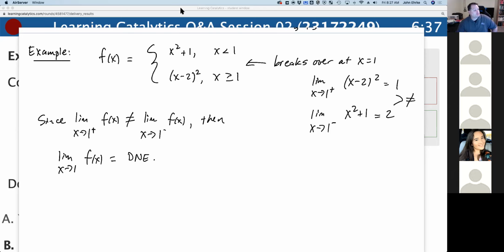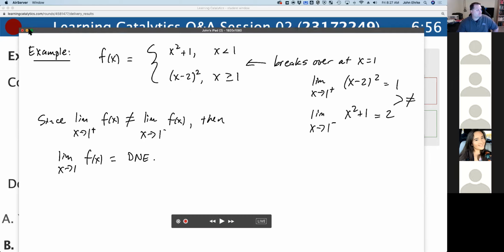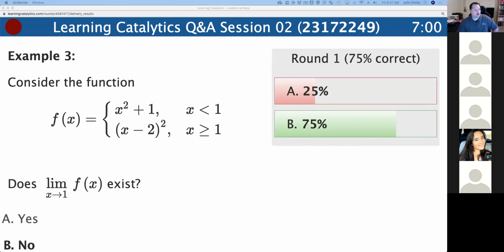So you should always be wary of any place where you switch functions in a piecewise defined function when asking about the limit existing. The only way that the limit can exist is if the function value is in agreement at 1. So you test the function value in here, you test the function value in here, and you make sure that they agree. All right, let's try another problem.